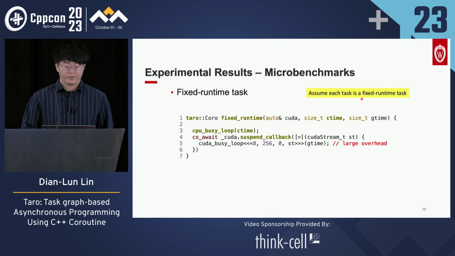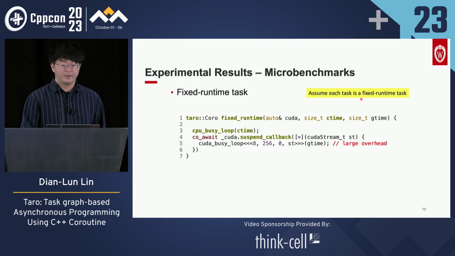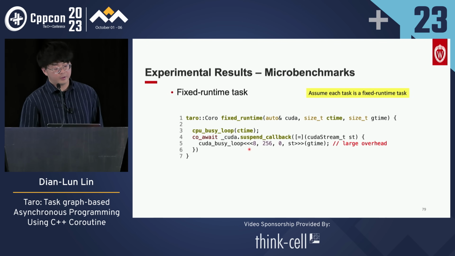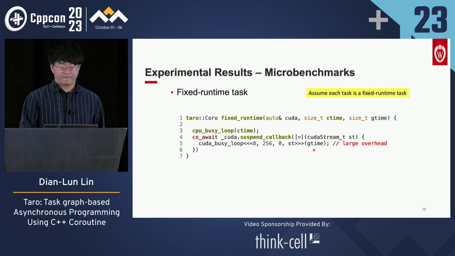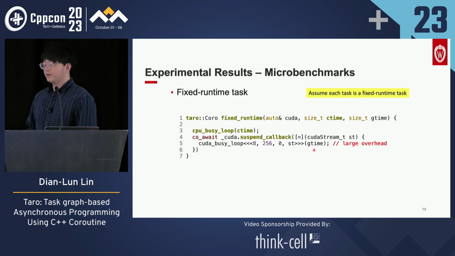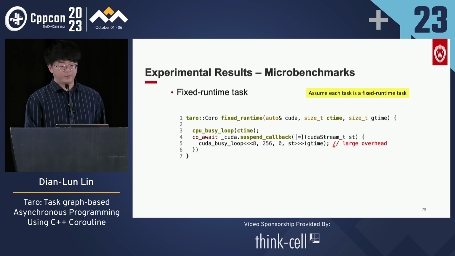Another task we use is called fixed runtime task. So here we assume each task is a fixed runtime task. This is pseudocode. We busy loop CPU functions for a fixed runtime, and then we busy loop GPU kernels for a fixed GPU time. Here we want to mimic the workload where the GPU involves massive computations compared to the CPU. So G time will be larger than C time.